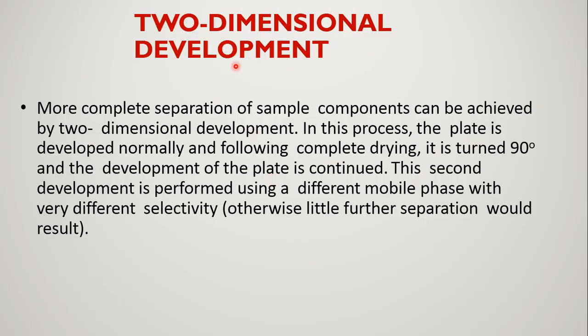Now see the two-dimensional development. More complete separation of sample components can be achieved by two-dimensional development. In this process the plate is developed normally, and following complete drying it is turned 90 degrees and the development of the plate is continued.